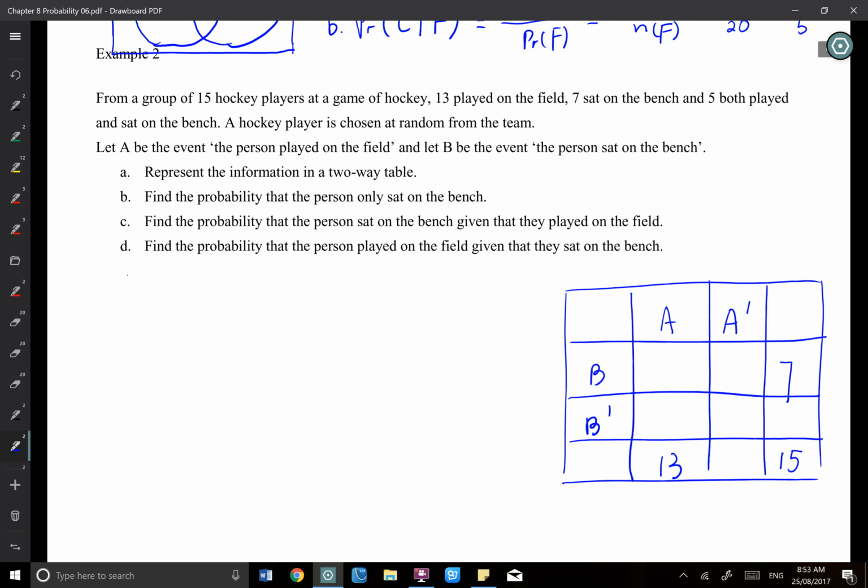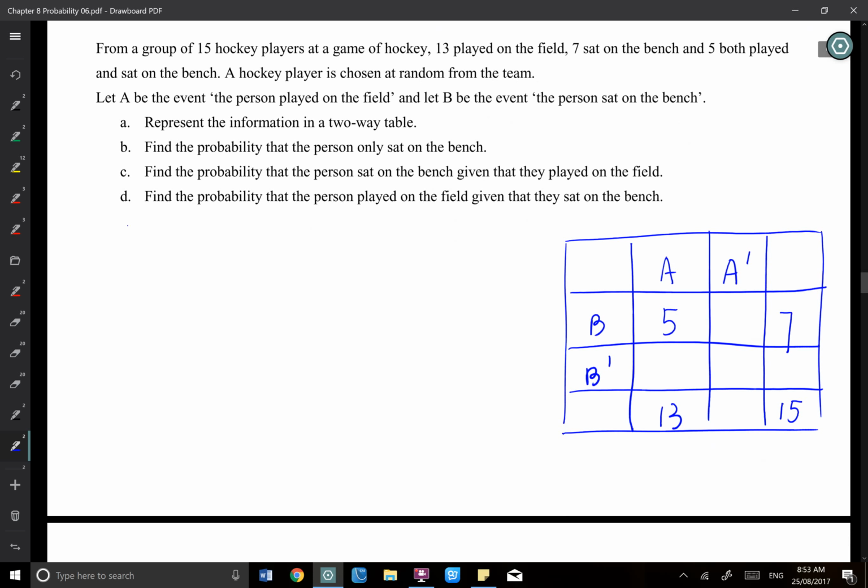5 play both play and set on the bench. 5 will be here, intersections. Right? That's the 4 pieces of information you can write. And if I go to do that, that will be a 2. That will be an 8. That will be a 2. That will be a 0. And that will be an 8.